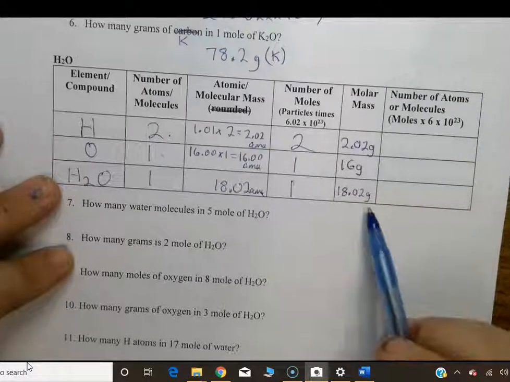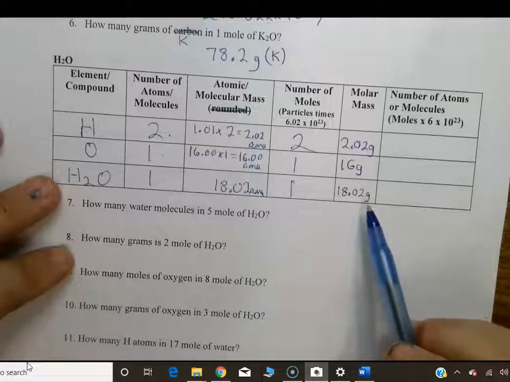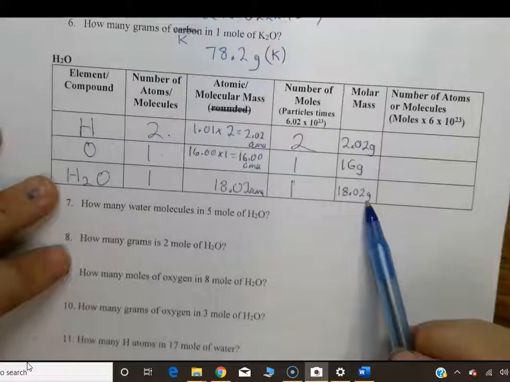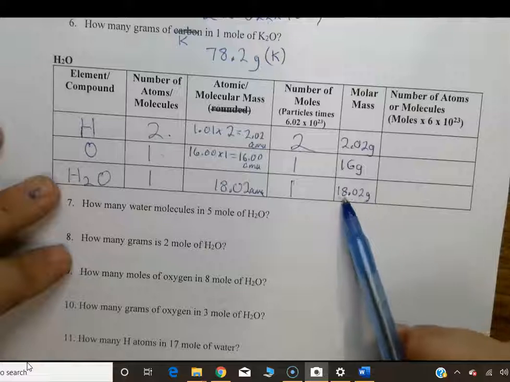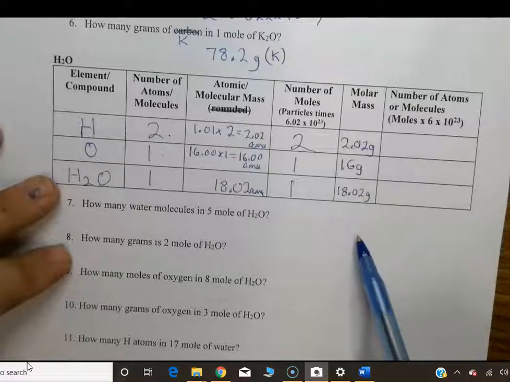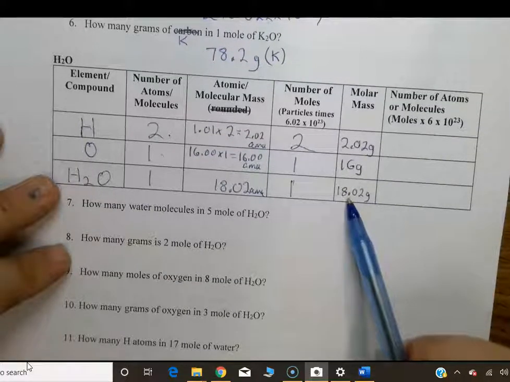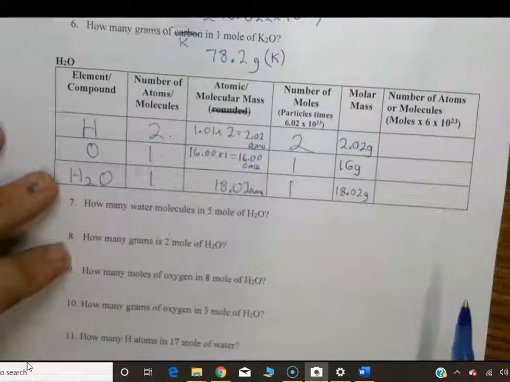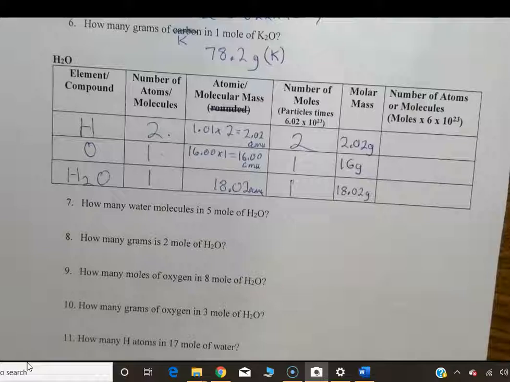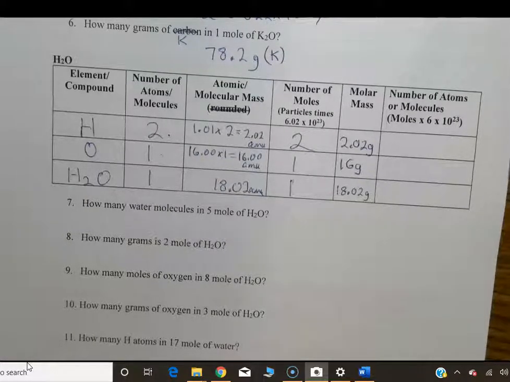So if you wanted to know how I knew that I had a mole of water molecules in the bottle today in class, it's because I weighed it out. It was 18.02 grams. And I know if I have 18.02 grams, that's 1 mole of water molecules, which is 6.022 times 10 to the 23rd. Okay, so that's the beauty of this number and how you can figure things out.